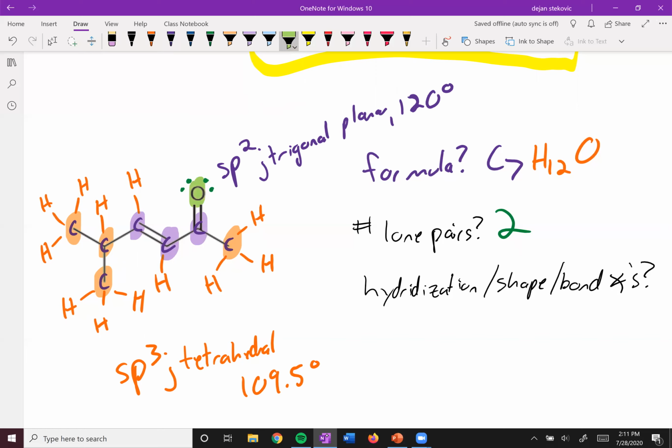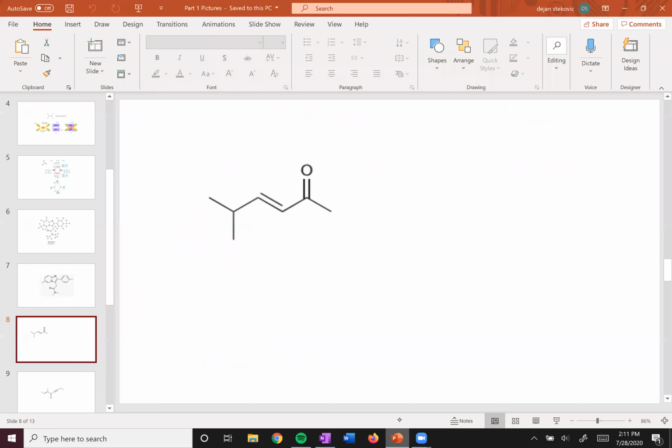And then finally, this oxygen here itself is sp2 hybridized. It's not trigonal planar though, because it has lone pairs. It doesn't really have a shape by definition. I guess you could think of it as kind of trigonal planar or linear if you want, but we generally don't assign shapes to terminal atoms. So there's one example. Let's take a look at another example.